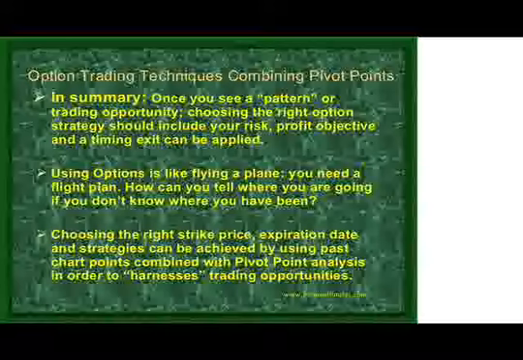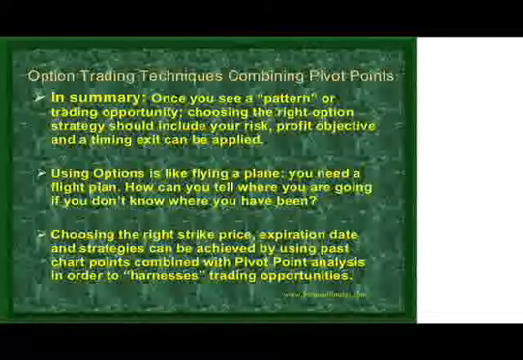Once you see a pattern or a trading opportunity, choosing the right option strategy should include your risk and profit objective and timing, and then you apply it. For example, if we're looking for a move in October, then don't be buying October options. They expire before the month ends. You want to be looking at the November or December expiration.